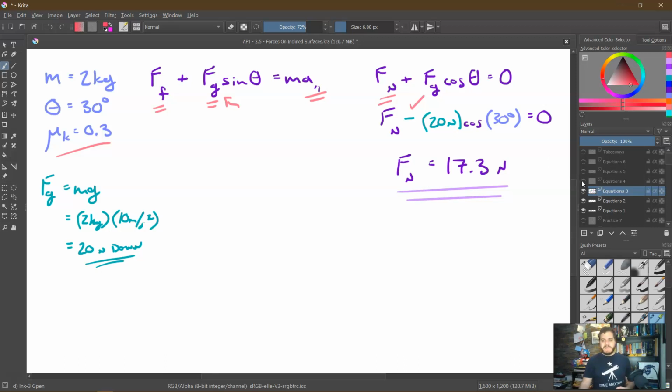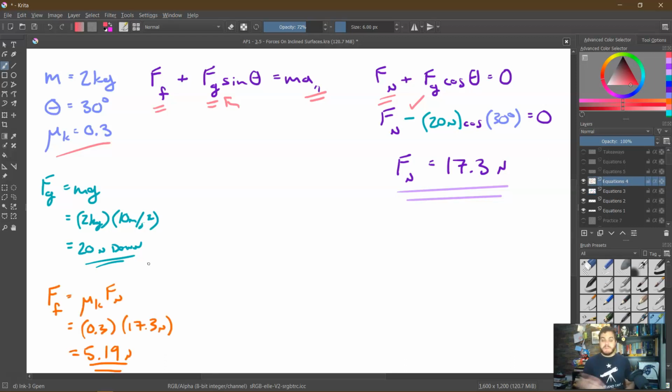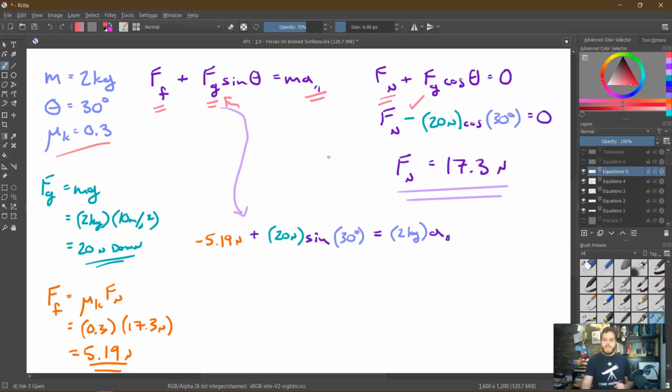I can now use that in the coefficient to find the friction force. The friction force is the coefficient times the normal force, so 0.3 times 17.3 newtons gives me, in your calculator, a friction force of 5.19 newtons. Now we just need to start plugging some numbers in. We have to be real careful with our positives and negatives. If you go back and look at the picture we just drew, we said down the ramp was positive and up the ramp was negative.